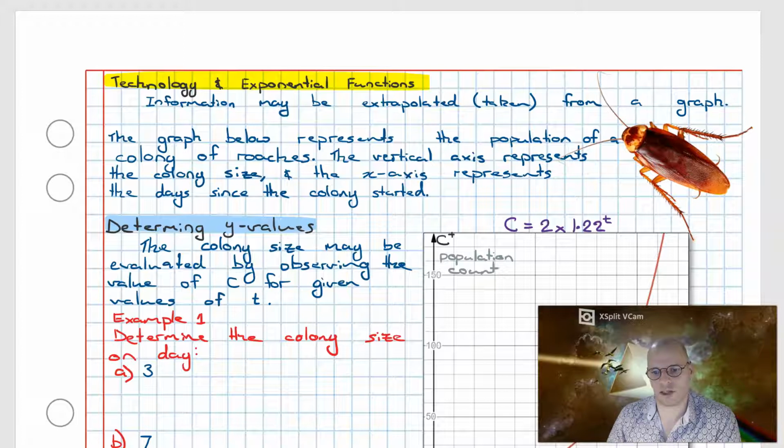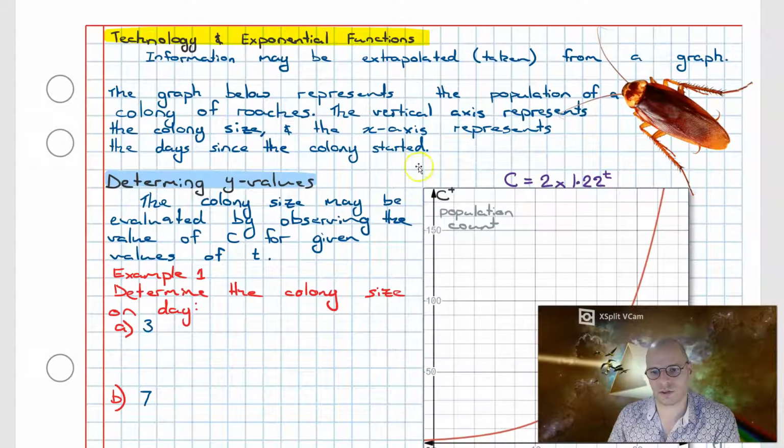Now for this video, it's been split into three sections. For sections 1 and 2, we're going to use our calculators in graph mode and have a look at how we can extrapolate values from a graph. For part 3, we're going to have a look at how we can use our calculators to solve equations containing single unknowns in an exponential equation.